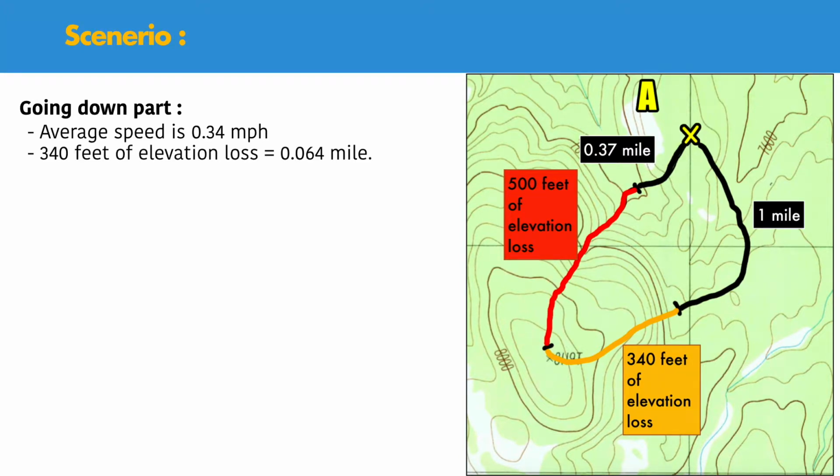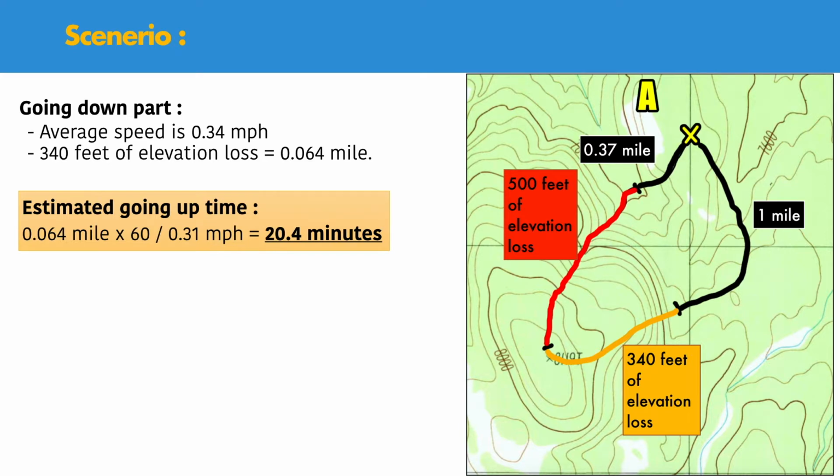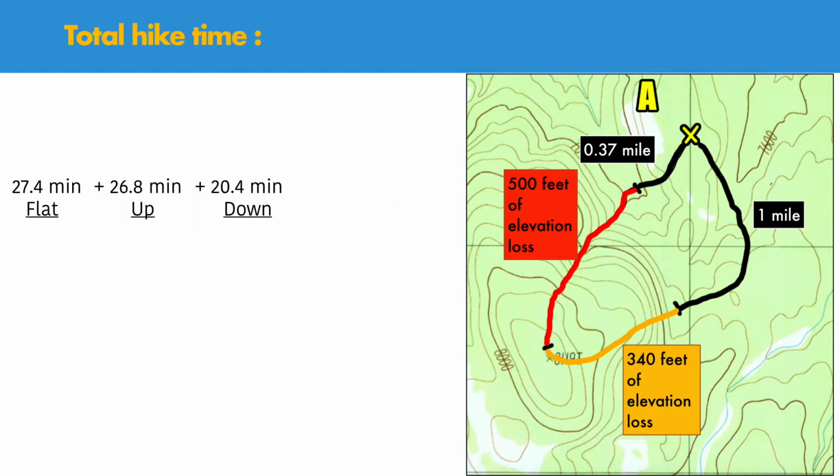For the downhill part, we have 340 feet converted to miles. It's 0.064 mile. We will apply the same formula. 0.064 mile times 60 divided by 0.31 miles per hour equals 20.4 minutes. So our total hike duration without any rest will be 73 minutes. This is how we do it.